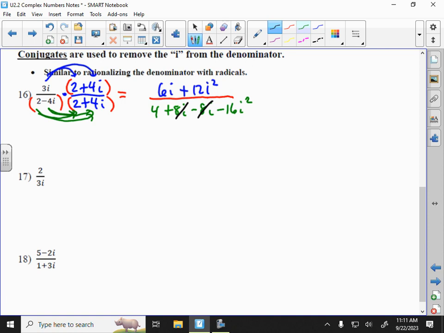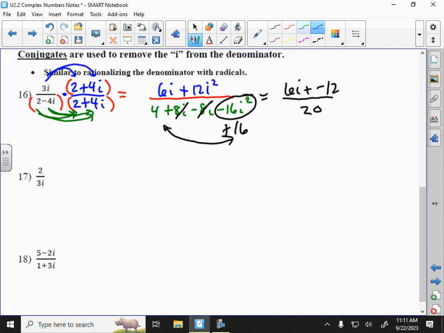Okay, so let's continue to simplify this. Remember, anytime you see an i squared, you change it to negative 1. So on top, we have 6i plus, now i squared is negative 1, times 12 is minus 12. If you want to write that as 6i minus 12, that's the same thing as 6i plus negative 12. On the bottom, again, we have another i squared. That changes to negative 1 times negative 16, which is plus 16. I can add 16 and 4 together. That's going to give me 20.